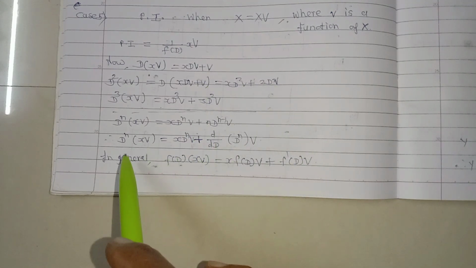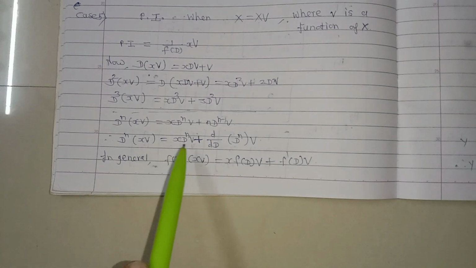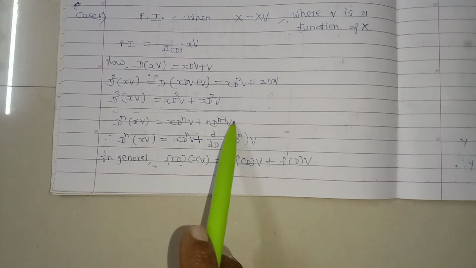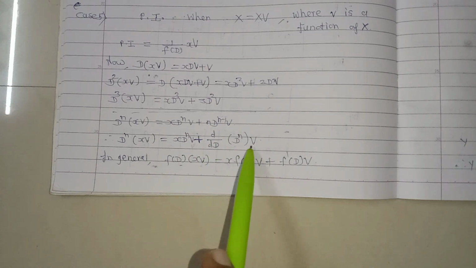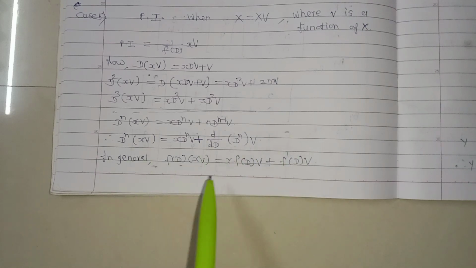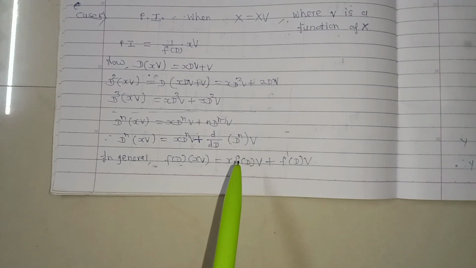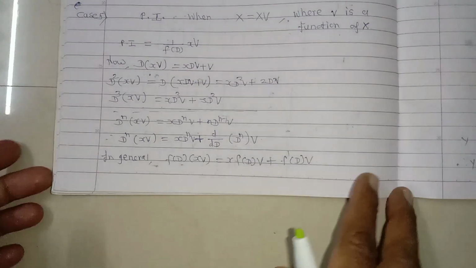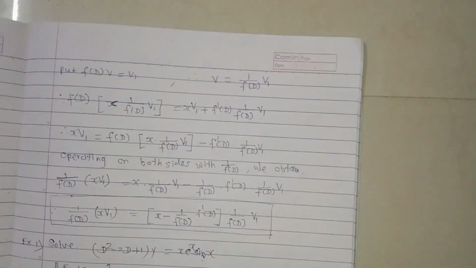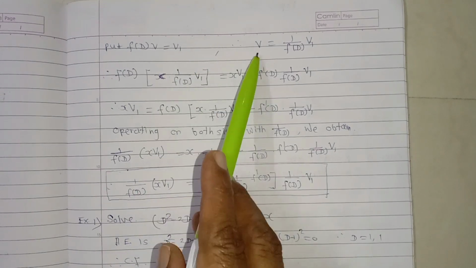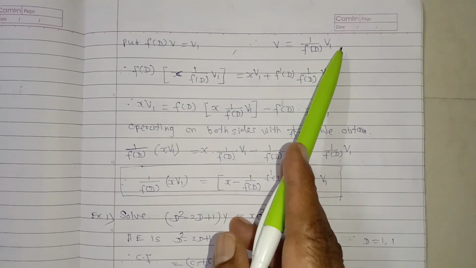Continuing in this way, we get D raised to n of xv equal to x D raised to n of v plus n times, this can be written as d by dD of D raised to n of v. So in general, we operate f(D), so that f(D) of xv equals x f(D) of v plus f dash D of v, since here the derivative occurs. Now we put f(D) of phi equal to phi1. So we get phi equal to 1 upon f(D) operated on phi1.